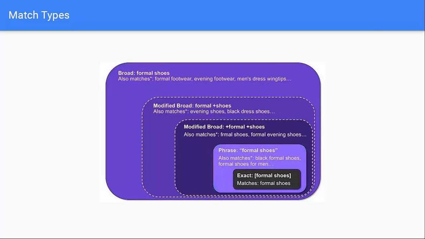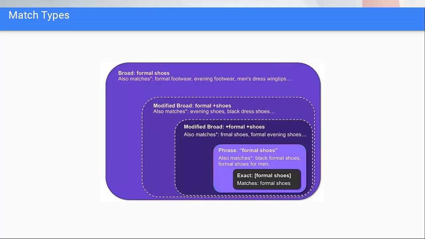The third one is the modified broad. This is something new. So what you need to understand is that it is essentially broad match with a plus sign in front of some words. And when you put a plus sign in front of a word, it means that show the ad only when this particular word is present. So plus formal and plus shoes means show this ad to any search which has formal and shoes in it in any order, right? So it could be formal evening shoes, shoes for formal wear, anything like that. The condition being formal and shoes has to be present.